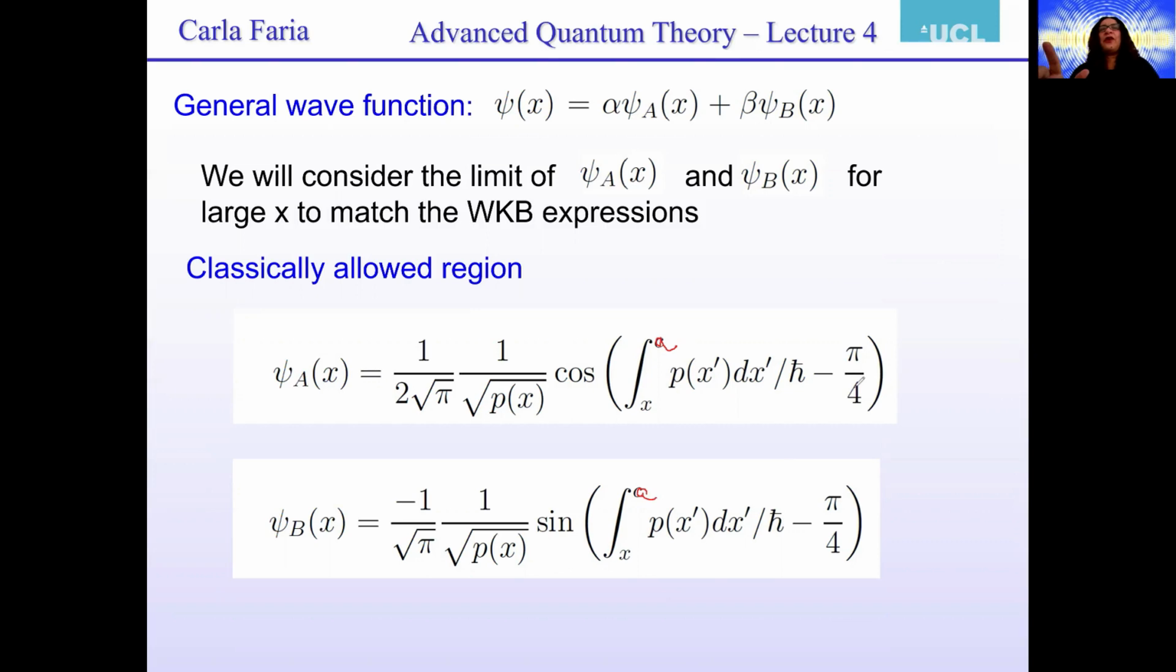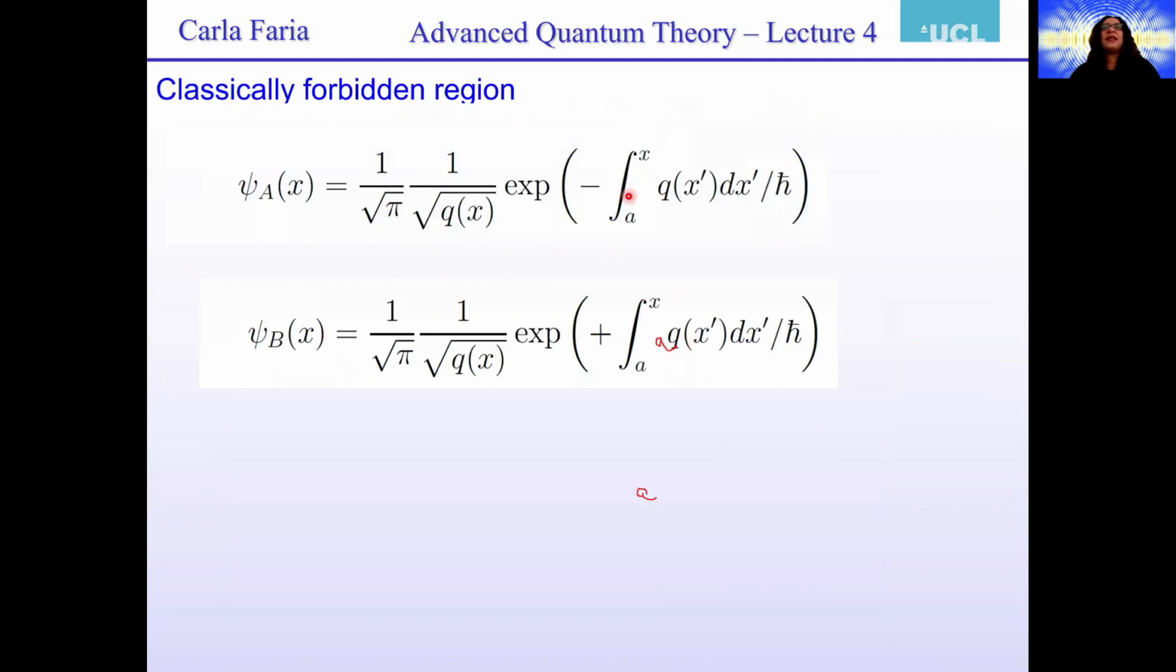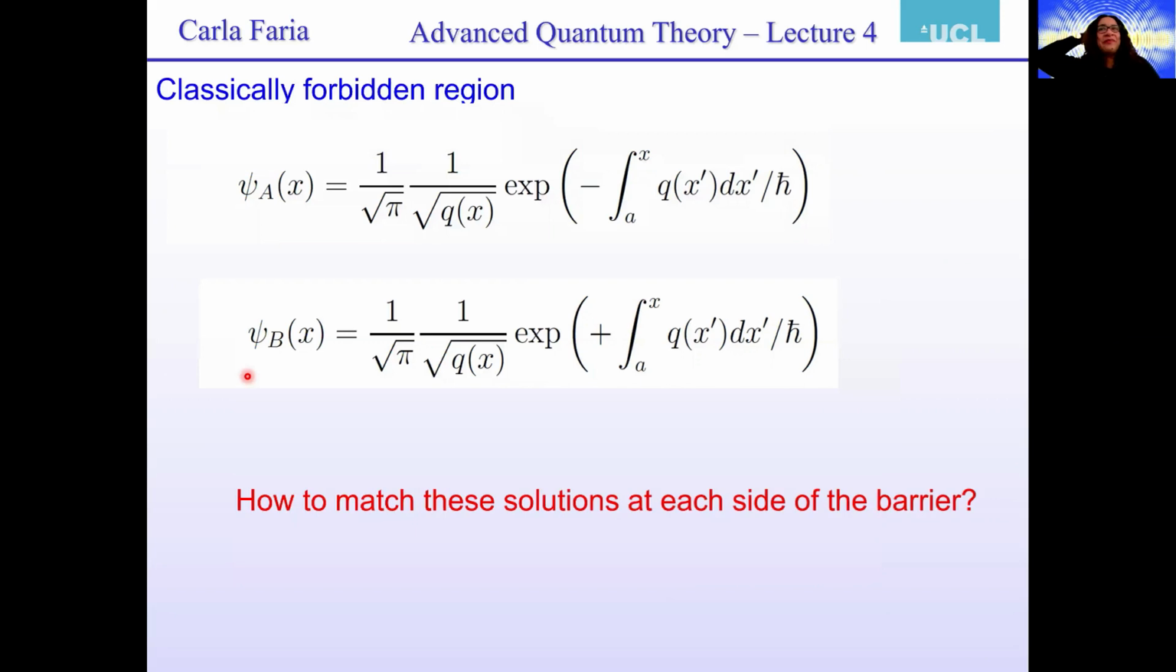And for the classically forbidden region, let me get rid of this. It shouldn't be there. We have then this exponentially decaying wave function and these exponentially increasing wave functions. Now, how do we match these solutions at each side of the barrier?